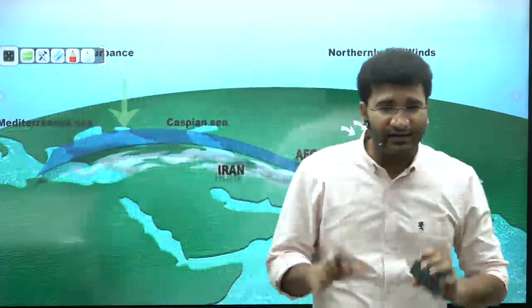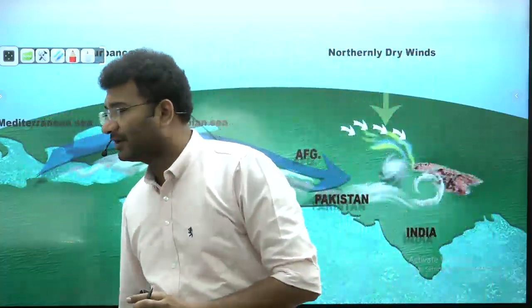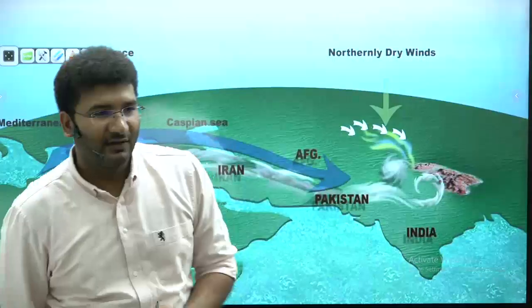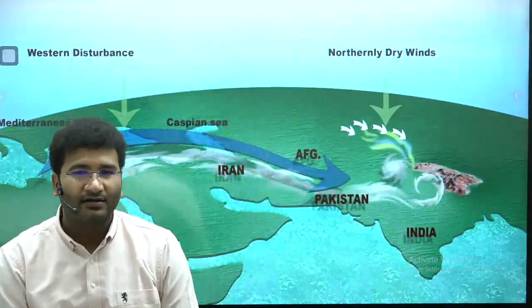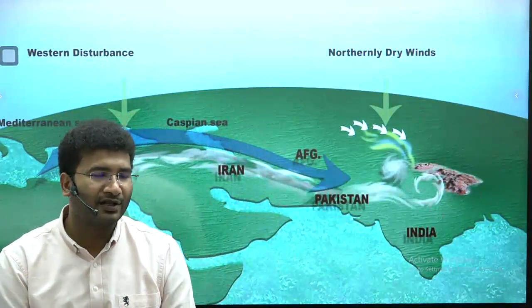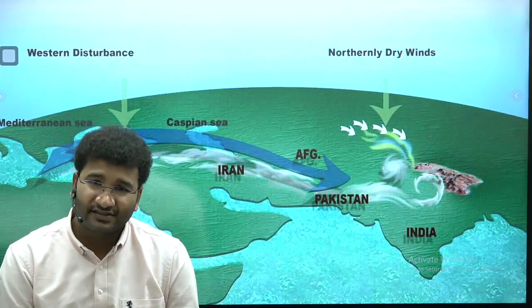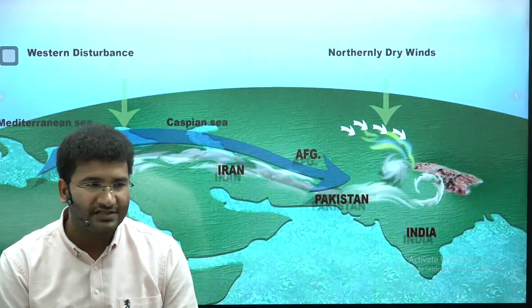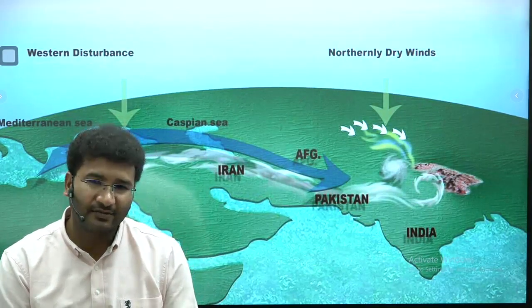Now, whatever we have studied at the theoretical level is not applicable verbatim at the practical level. Sometimes the western disturbances should be withdrawing by the month of March. They don't withdraw. The reasons, again, are the difference in temperature and too much variation in temperature.